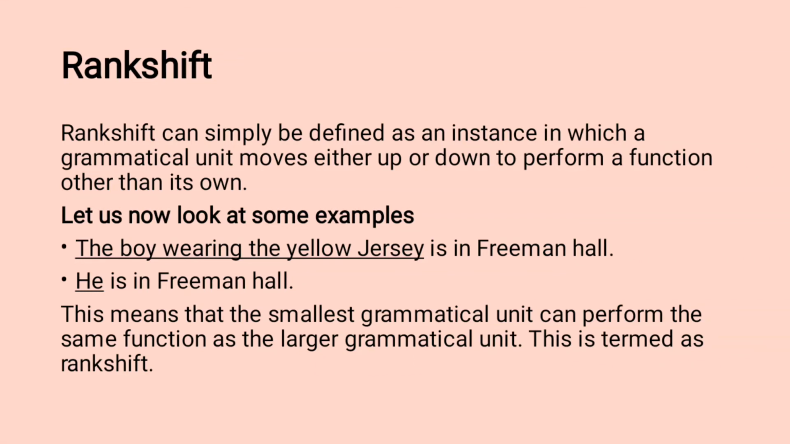The boy wearing the yellow jersey is in Freeman Hall. The underlined grammatical unit is the boy wearing the yellow jersey. In the second sentence, he is in Freeman Hall. The underlined grammatical unit is he. This means that the smallest grammatical unit can perform the same function as the larger grammatical unit. This is termed as rankshift.